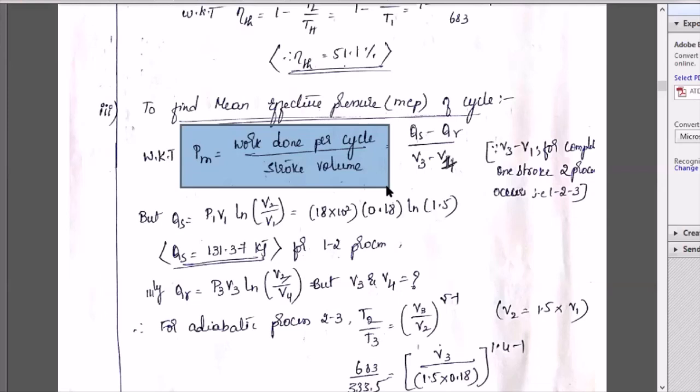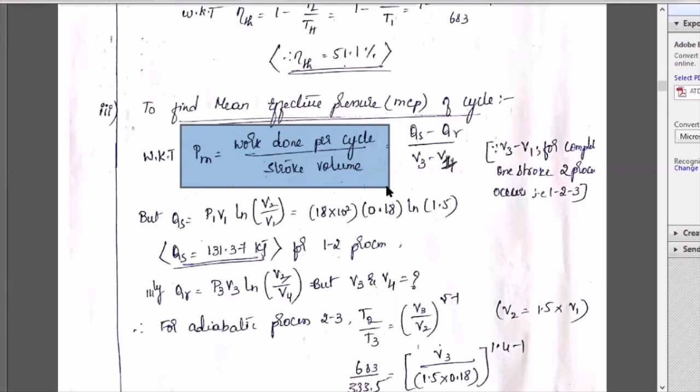What is the unit of stroke volume? Volume is a meter cube. So Newton meter per meter cube. The meter in the numerator cancels out with the meter cube, so we get Newton per meter square. The formula which we have written gives the unit Newton per meter square, which is the unit of pressure.